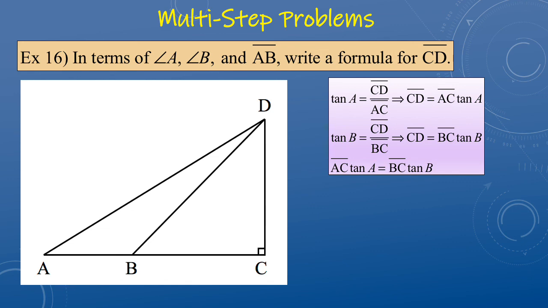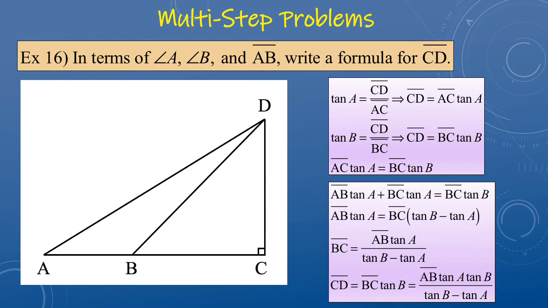And therefore we can equate the two, writing AC tangent A equals BC tangent B. The key to the problem is breaking up AC into AB plus BC. So we have AB tangent A plus BC tangent A equals BC tangent B. We can then bring the BC tangent A to the right and factor, getting AB tangent A equals BC times the quantity tangent B minus tangent A. And therefore BC equals AB tangent A over tangent B minus tangent A.